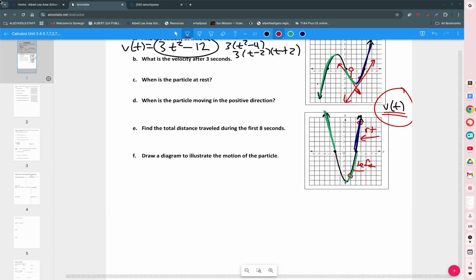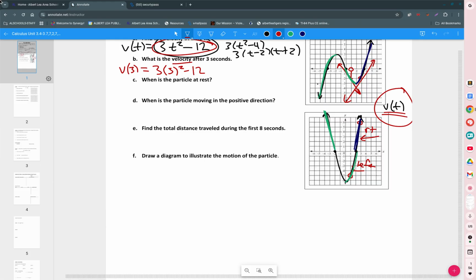Okay? So it says, what is the velocity after 3 seconds? So it says that the velocity is equal to this guy right here. So all we have to do is plug in 3. V of 3 is equal to 3 times 3 squared minus 12.